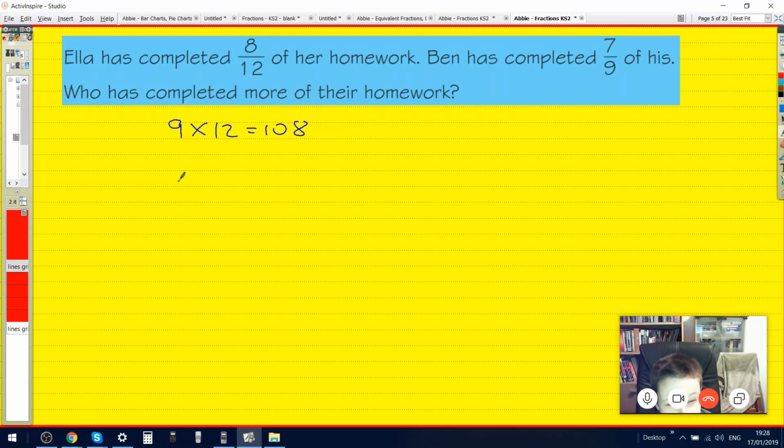And then, I think that's the denominator sorted. Since the denominator is the same, you don't need to do anything to the denominators. So let's say 8 over 12. What is that as a fraction over 108?